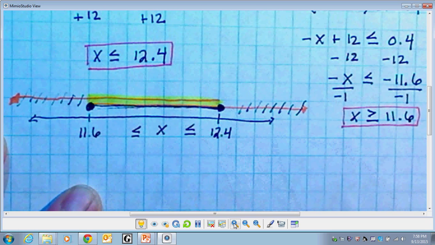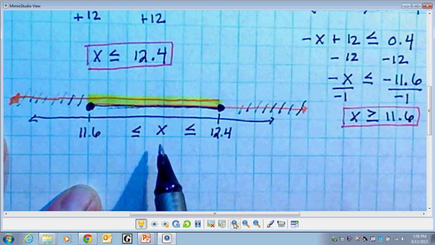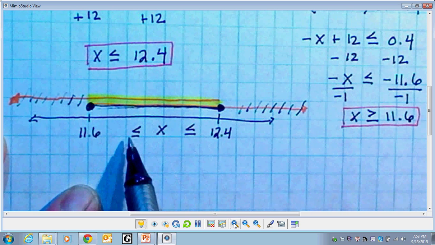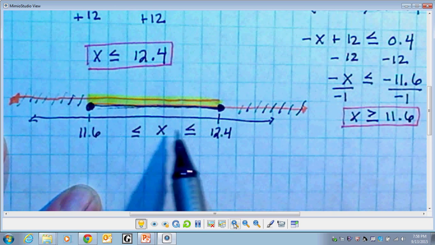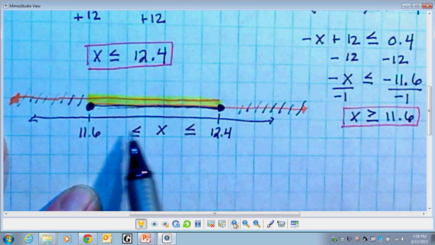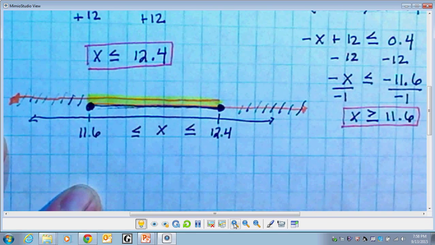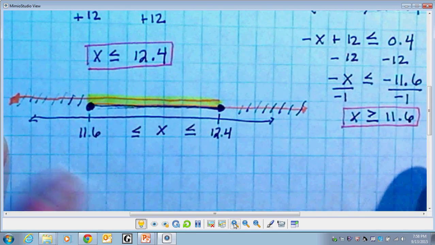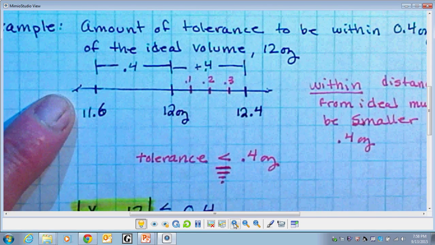between those two. So remember, my bottles, I could have 12 ounces, which was perfect. I could have 11.8. I could have 12.2. I can have any of those different values of weight or volume for my bottles. As we see, that was what we had up here.